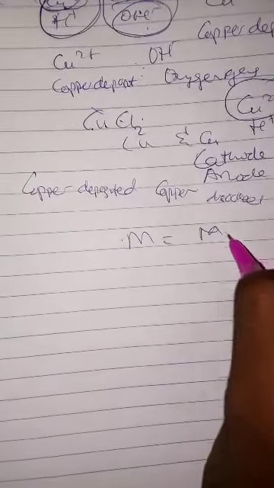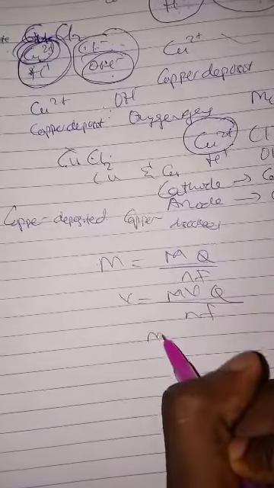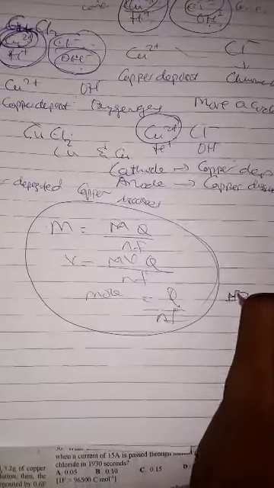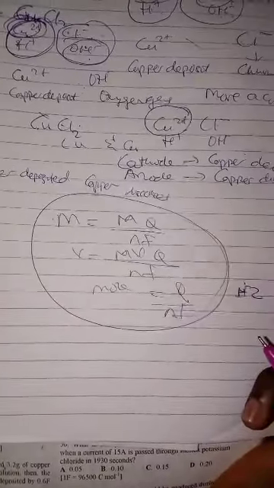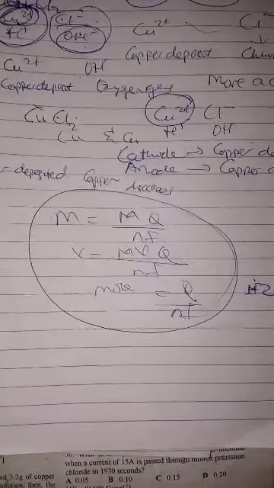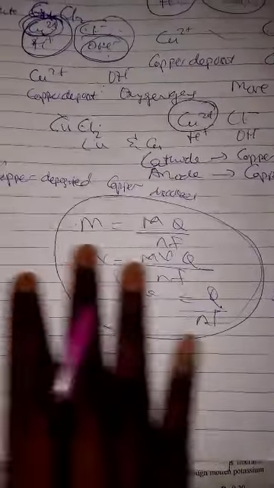Mass equals molar mass times Q over nF. Volume equals molar volume times Q over nF. Mole equals Q over nF. These three formulas will solve any question you have. Remember, there are some questions where they will say it discharges 2 naira, or the cost of electricity is 2 naira. This 2 naira is the same thing as your quantity of electricity. So don't be scared. If they say it takes 24 grams to discharge 2 naira, how many will it discharge? I taught you how to relate. If you've not checked out that video, scroll back and you will see the video on calculations on electrolysis.